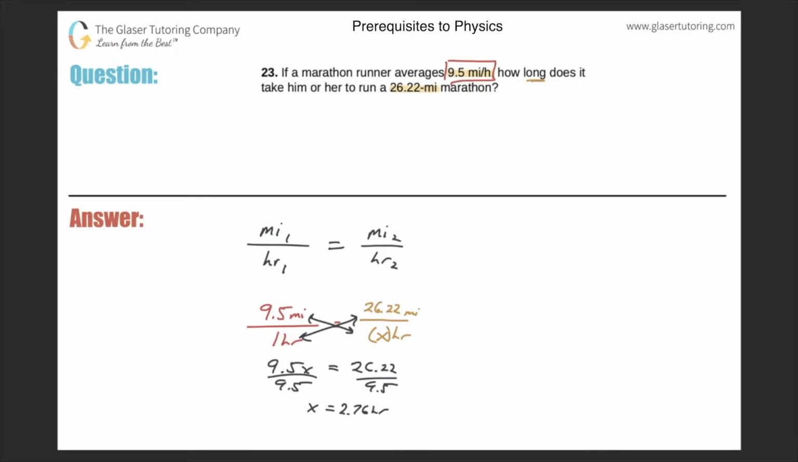Now just be careful. I have to make sure we have the right number of significant figures. The least number here was 2 significant figures, therefore my answer should have only 2. So I'd have to round slightly. It'd be 2.8 hours, and that would be the final answer. That does make sense, because if it took this person 1 hour to run 9.5 miles, then it sounds like it might be a little shy of 3 hours to run about 26 miles.